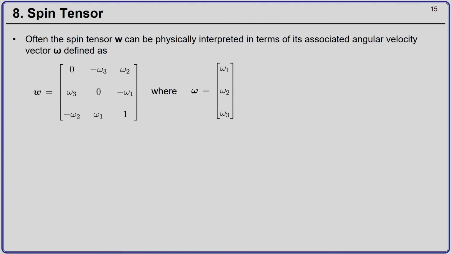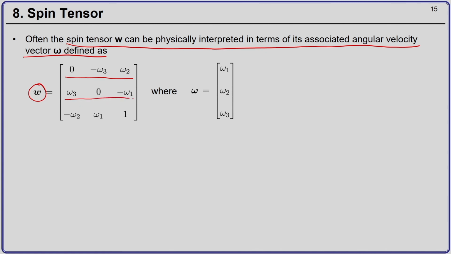Often this spin tensor can be physically interpreted in terms of its associated angular velocity vector omega. So, the spin tensor omega is nothing but 0, minus omega 3, omega 2; omega 3, 0, minus omega 1; minus omega 2, omega 1, 0, where omega is the spin vector, the angular velocity vector, and these are its components.